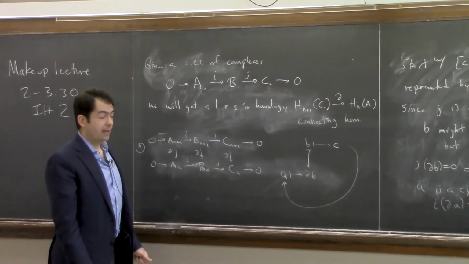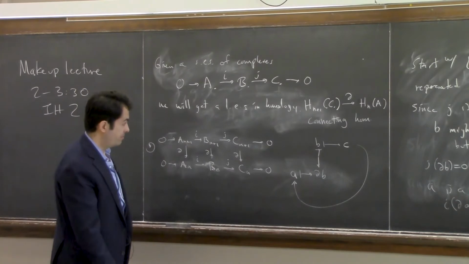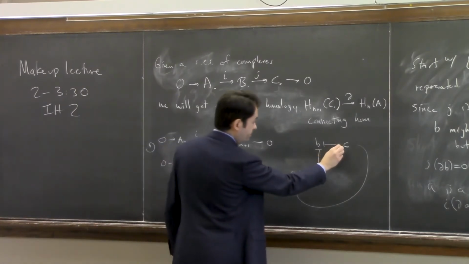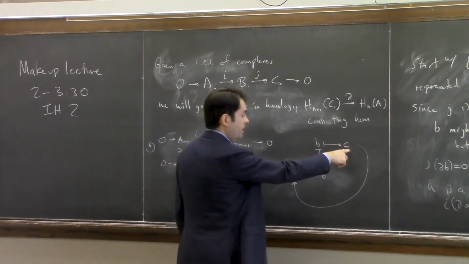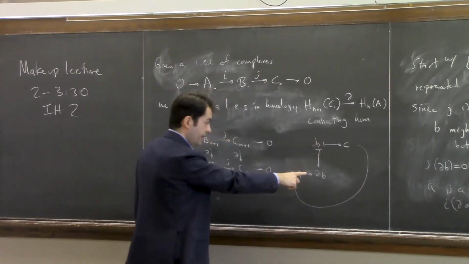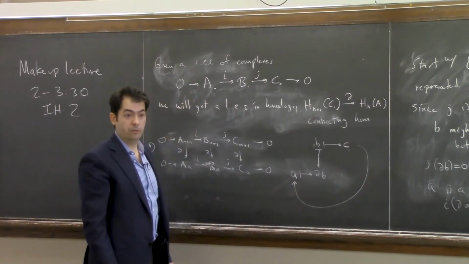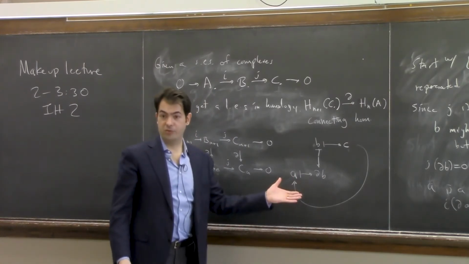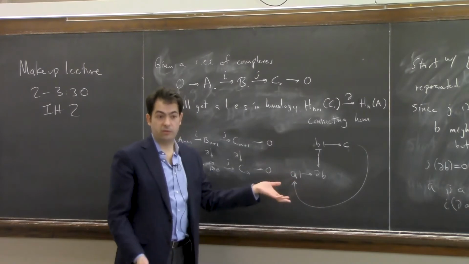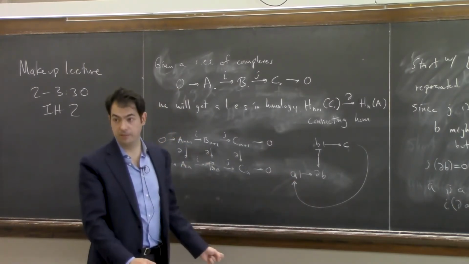Okay. Now there are choices, right? Because I chose a representative C. I chose a preimage B, and then I chose a preimage A. And of course, that one actually is unique because it's injective. But the other ones, it was an actual choice. So then we need to make sure that this map is well defined.